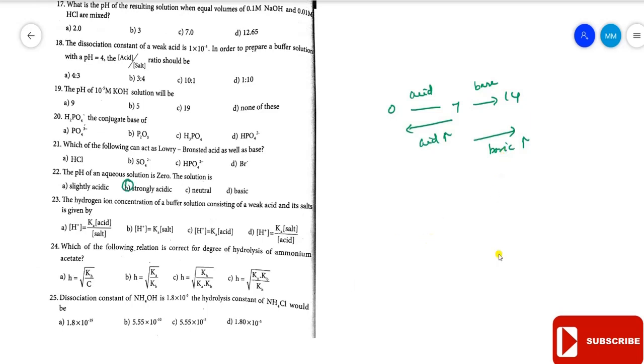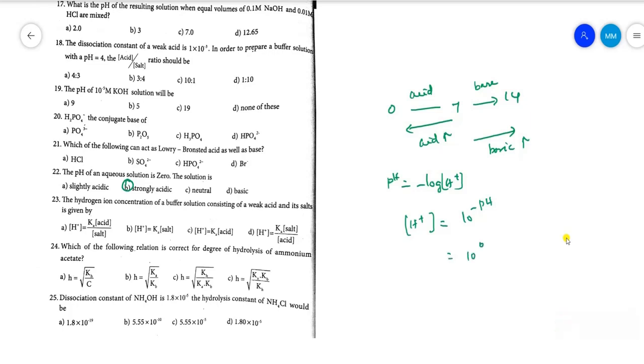Alternatively, pH is equal to minus log H plus ion concentration. Here the pH value is 0, so the H plus ion concentration is equal to 10 power minus pH, which is 10 power 0. Therefore, the H plus ion concentration is equal to 1 M. So it is a strong acid.